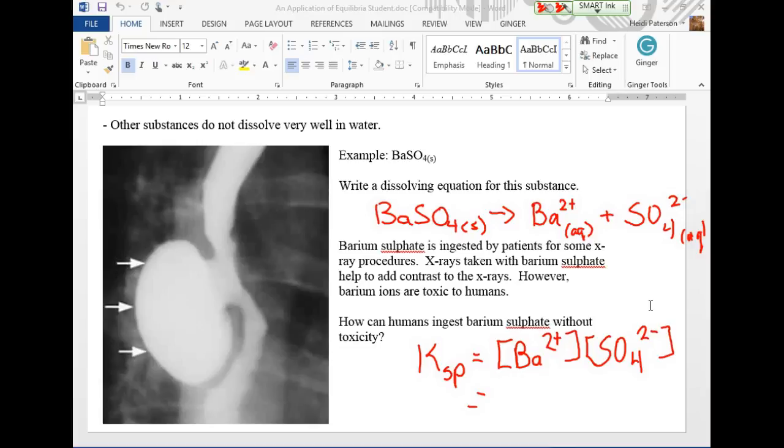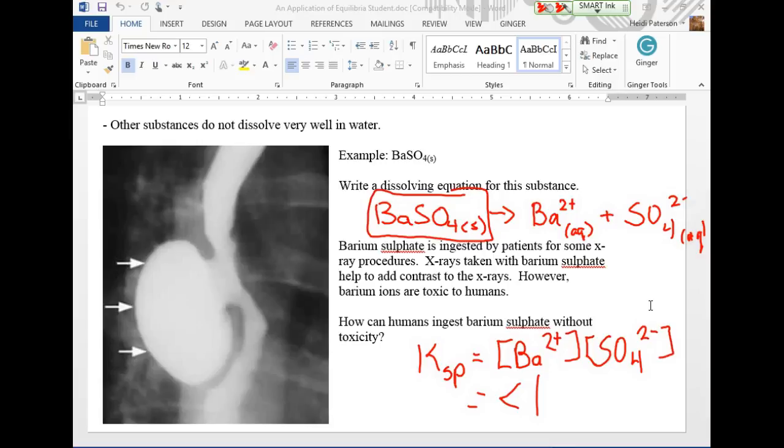Would this K value be greater than 1, equal to 1, or less than 1? Barium sulfate does not dissolve well into water. Would the K_sp value be greater than 1, equal to 1, or less than 1? Yes. It would be less than 1, which indicates that it's not breaking apart very well.